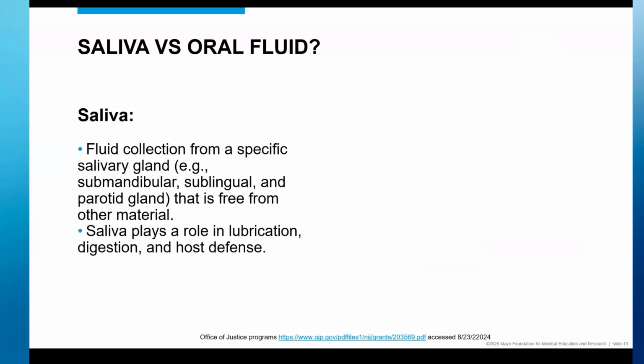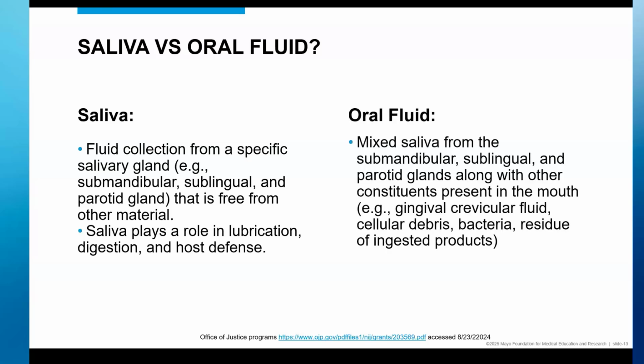Now, some people use the terms saliva and oral fluid interchangeably. However, technically, they are slightly different definitions. Saliva refers to fluid that's collected from a specific gland, so just one of the glands, that's free of those other materials that we talked about. Saliva plays an important role in our biological processes in that it does lubrication, helps with digestion, and host defense. Oral fluid, though, as I already mentioned, is the mixed saliva from all three glands, along with those other constituents: the crevicular fluid, the cellular debris, bacteria, and the food products that remain.